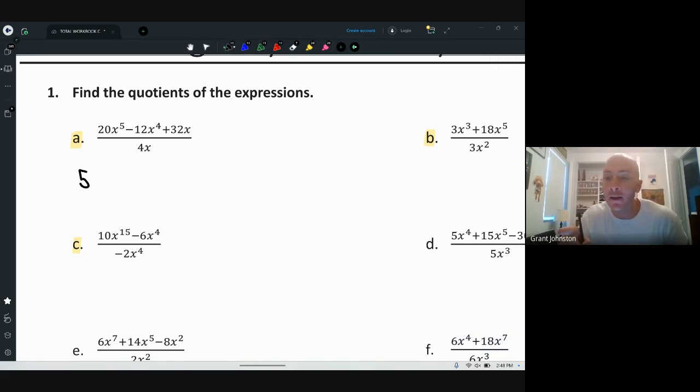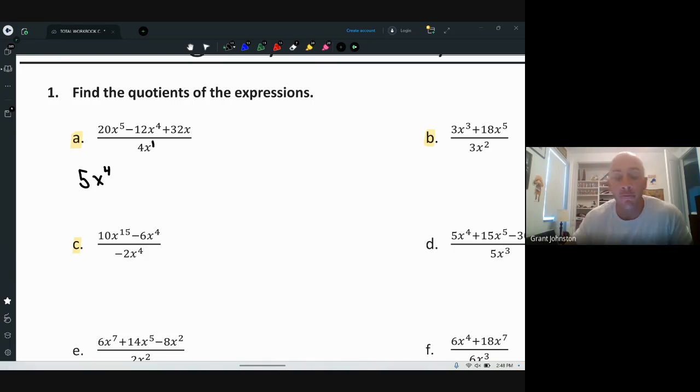And the x to the fifth divided by the x to the first, this is where you have to remember these exponent rules. When we divide exponential expressions with the same base, we subtract the exponents. So 5 minus 1 turns into x to the fourth. We divided the coefficients, and then we subtract the exponents because that's the exponent rule.